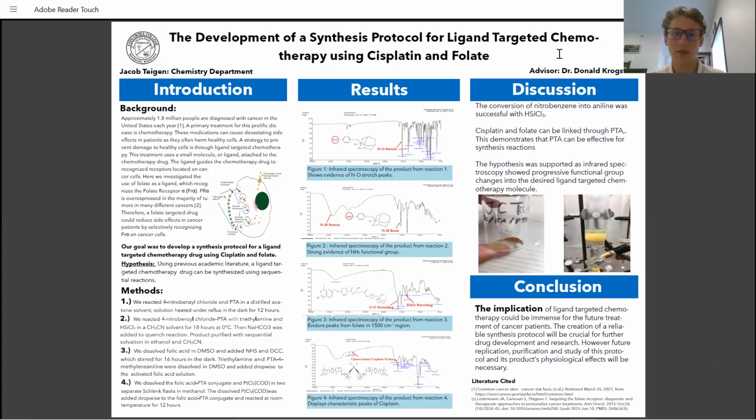Today, I'm going to be talking to you about the development of a synthesis protocol for ligand-targeted chemotherapy using cisplatin and folate. I apologize as that title's kind of a mouthful, and it may seem overly complicated, but hopefully I'll be able to break down the details in a pretty simple way, as it's a very interesting topic, at least to me, and I think it has a lot of good applications in today's society.